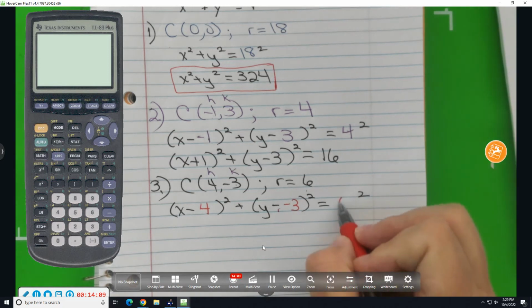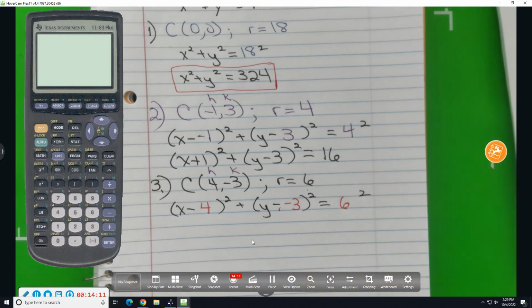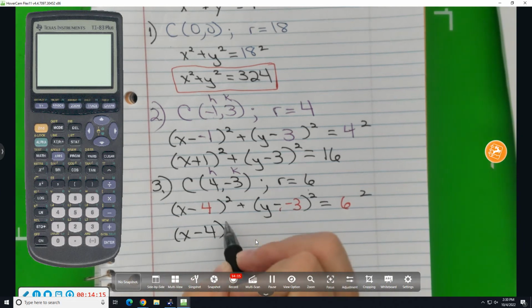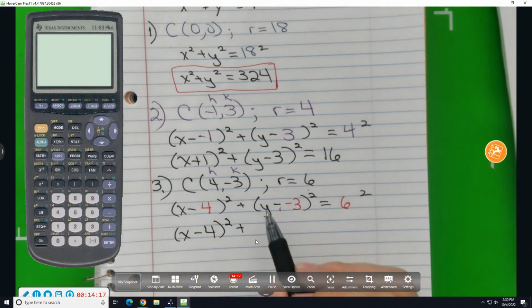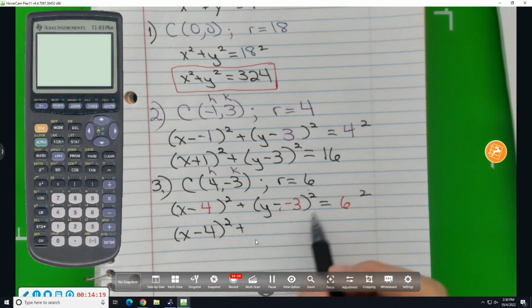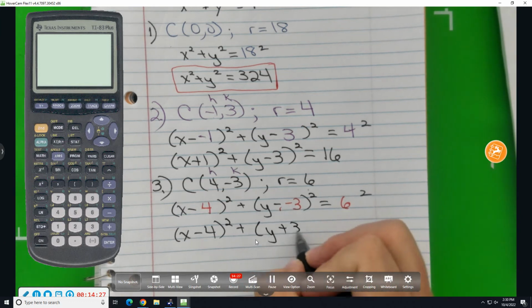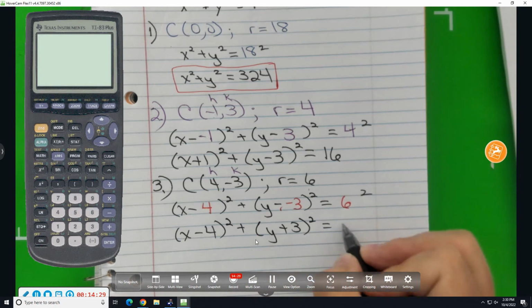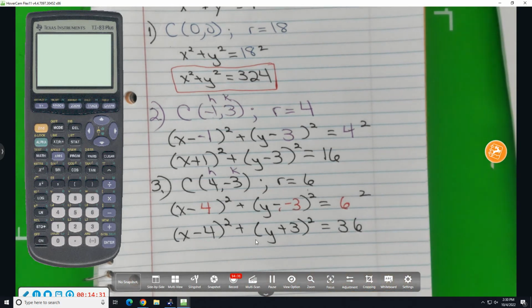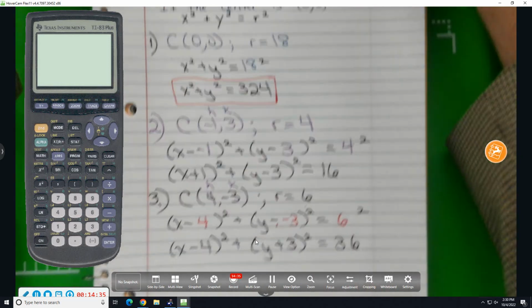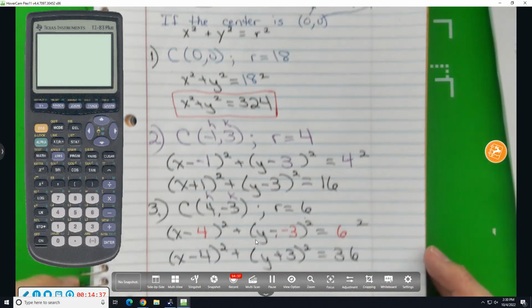6, I agree. So we have X minus 4 quantity squared plus, how are we going to rewrite that? Okay, that minus and negative becomes a plus, so we have a Y plus 3 quantity squared equals 36. Oh, let me move that up. Here's a better way to move it up.